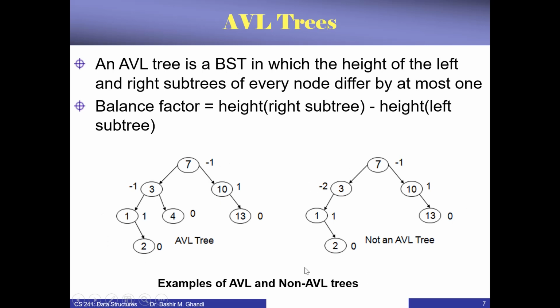Now here is an example of a tree that is non-AVL, because if you look at the root, its right subtree is empty, so the height of the right subtree is 0, but the height of the left subtree is 2, so 0 minus 2 is obviously -2. A balance factor of -2 or less, or a balance factor of 2 and above, is not allowed in an AVL tree. So this is not an AVL tree, and therefore is considered not balanced.